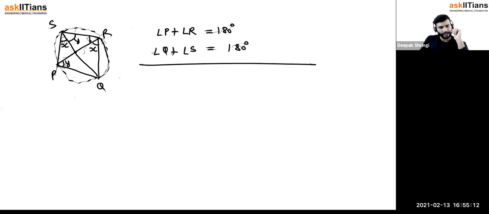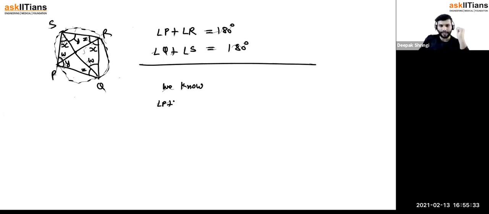If this angle is Z, this is also Z. Okay. Now let's take the chord RS. If this is W, this will also be W, right guys? Okay. So angles in the same segment are equal. Fine. We know that the sum of all the angles of a quadrilateral is 360 degrees.